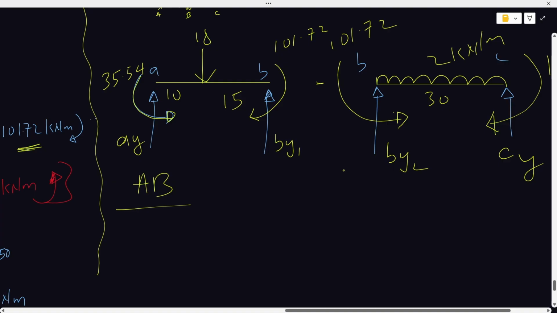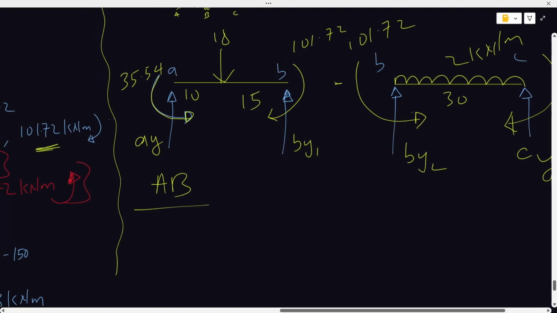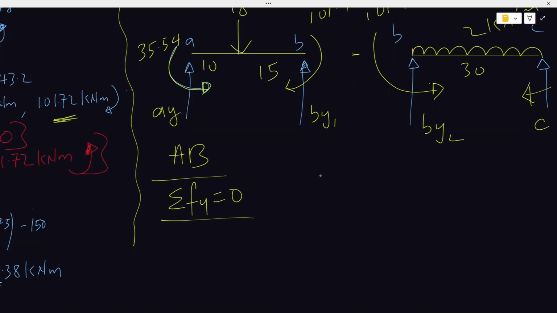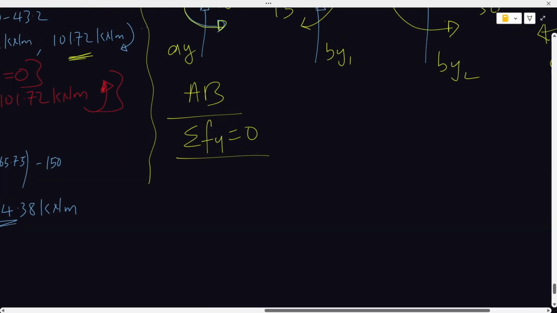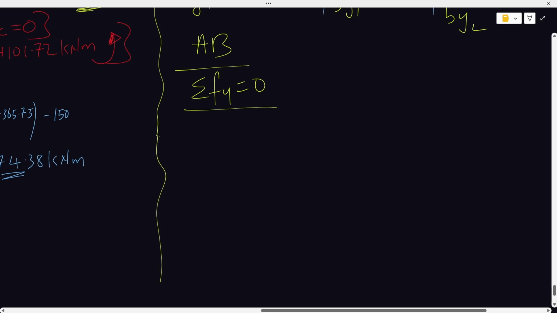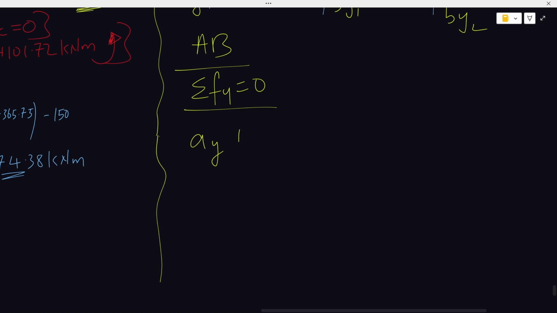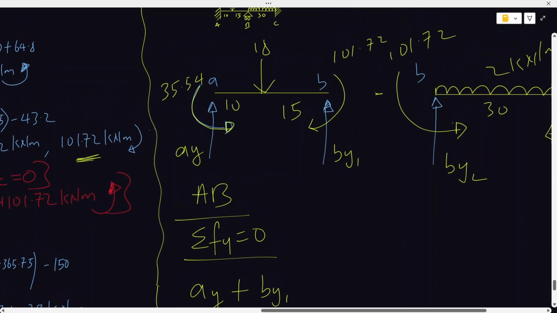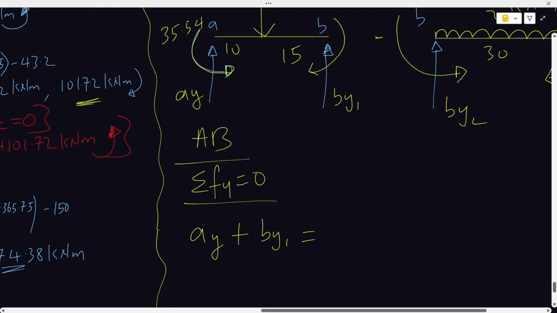So applying equilibrium equation to AB, starting with summation Fy equals 0. So summation Fy is equal to 0. So AY plus BY1 will be equal to 18.